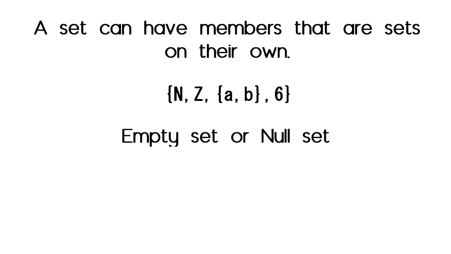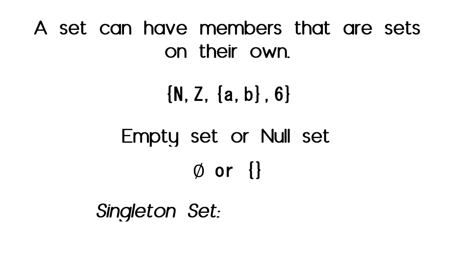An empty set or a null set can be denoted by this symbol, which can also be written as an empty set that has curly braces with no elements in between. Any set with only one element can be called a singleton set. Hence, this set is not the same as the singleton set, this, where the null set is considered as one element in the singleton set.